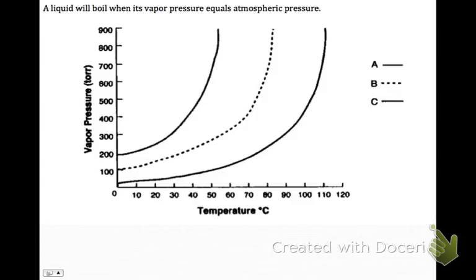So we want liquid A, and we want it to be at 35 degrees Celsius. So I'm going to take 35 degrees Celsius up and over, and so that would be about, let's say, 375 torr for that one, for liquid A. Question 5 asks me about liquid B, still at 35 degrees Celsius. So I'm going to take 35 degrees Celsius, go up and over. That's about 200 torr.